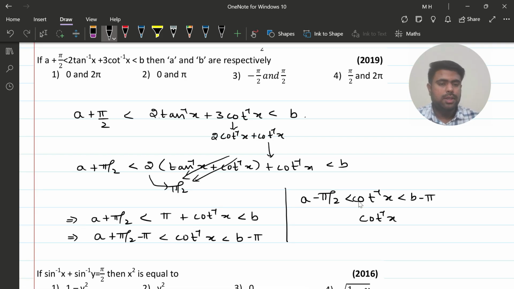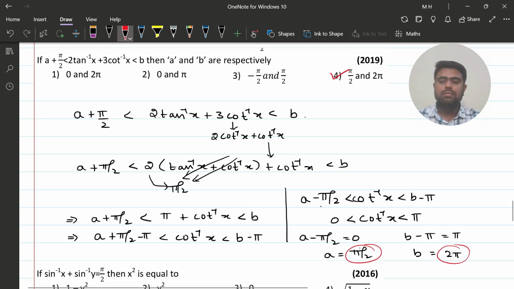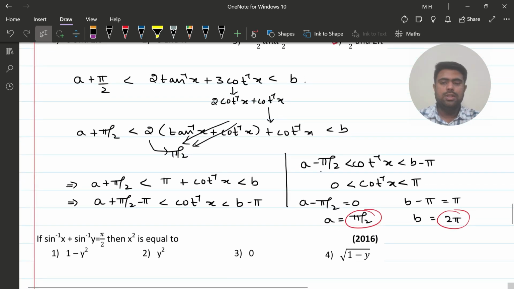Yes, cot inverse x is between 0 and pi, right? So therefore this a plus pi by 2 minus pi must be 0 and b minus pi must be pi, right? So therefore a must be equal to pi by 2 and b must be equal to 2 pi. So I think it is option A. They have given respectively, so therefore a is pi by 2 and b is 2 pi. So it is option 4. Okay, so this is what we have.